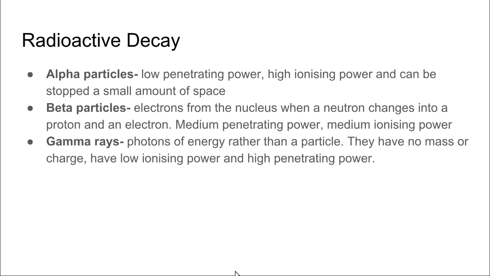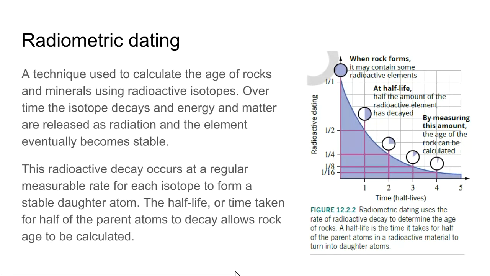When we look at radioactive decay, there are two types of particles and one type of rays, which we can see. So alpha particles have a low penetrating power, but a high ionizing power. We have beta particles, and these are electrons from the nucleus when a neutron changes into a proton and an electron. They have a medium penetrating power and a medium ionizing power. And then gamma rays are photons of energy rather than a particle, and they have no mass or no charge. They have a low ionizing power but a high penetrating power.